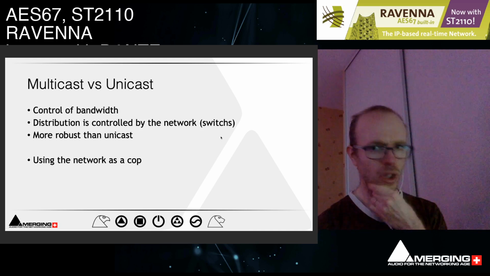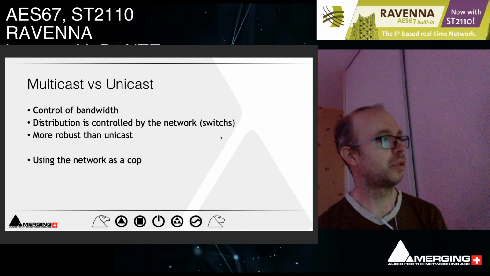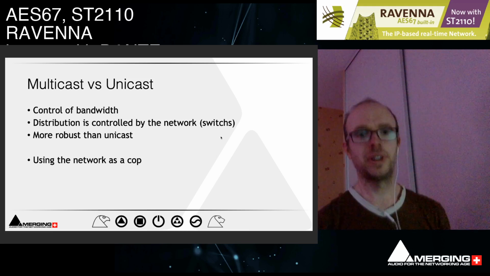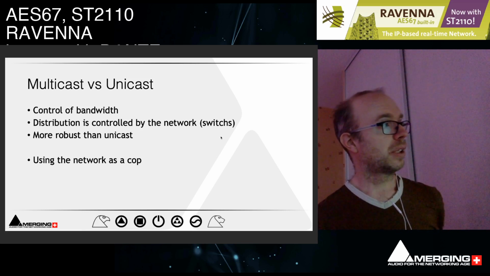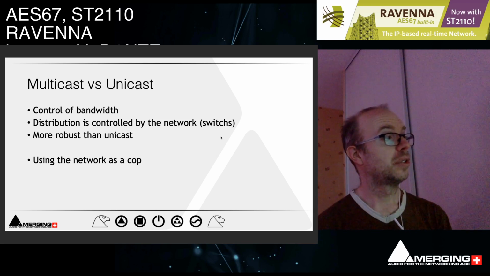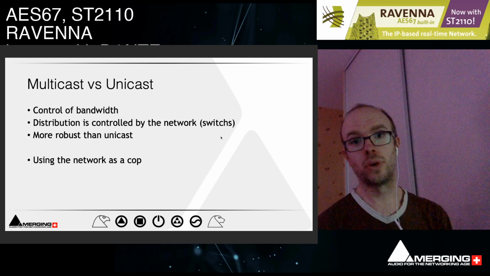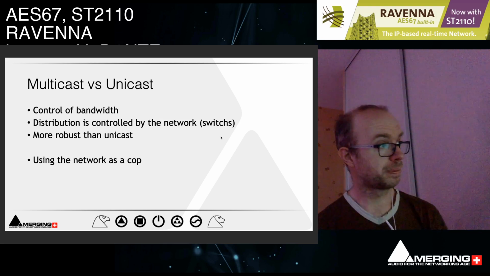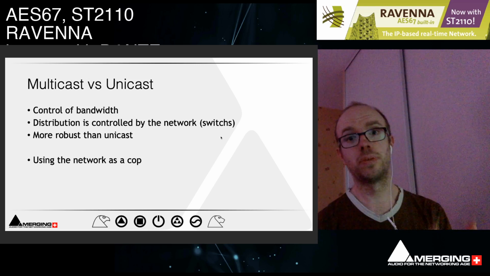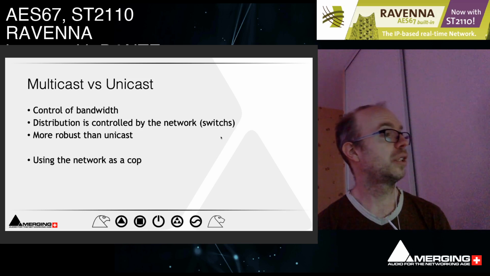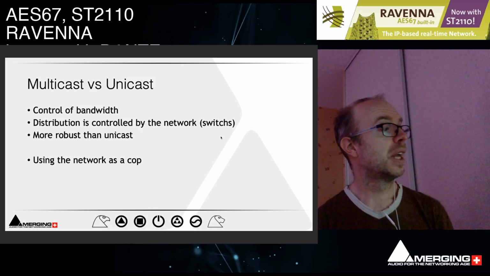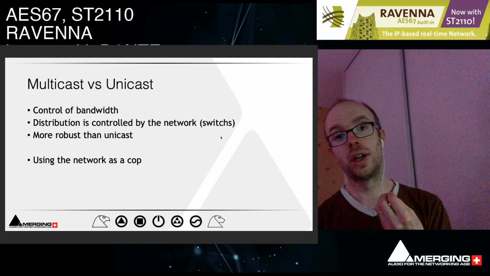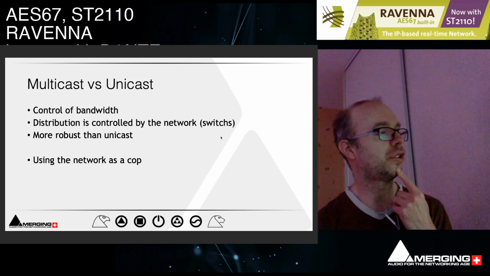So there's one interesting topic, which is the difference between Multicast and Unicast. AES67 is mainly based on Multicast, but not necessarily. You can do AES67 using Unicast, but Multicast has many different advantages. So, for instance, the control of bandwidth, because Multicast will only send one packet at a time on every branch of the network. So you get much more available bandwidth for your different streams. Also, the distribution is controlled by the network, because you are using the switches and actually the core of the network to do your stream distribution. And this is more robust than Unicast because of the way the different switches are working.